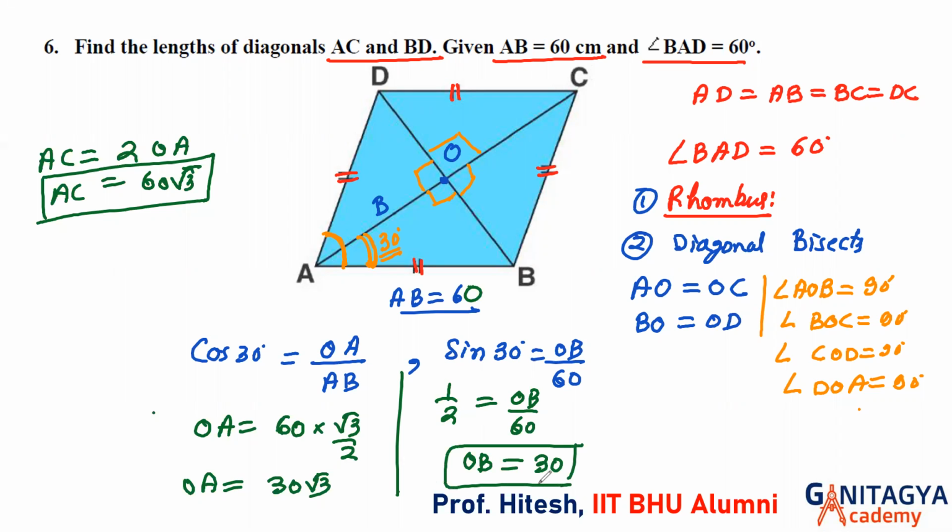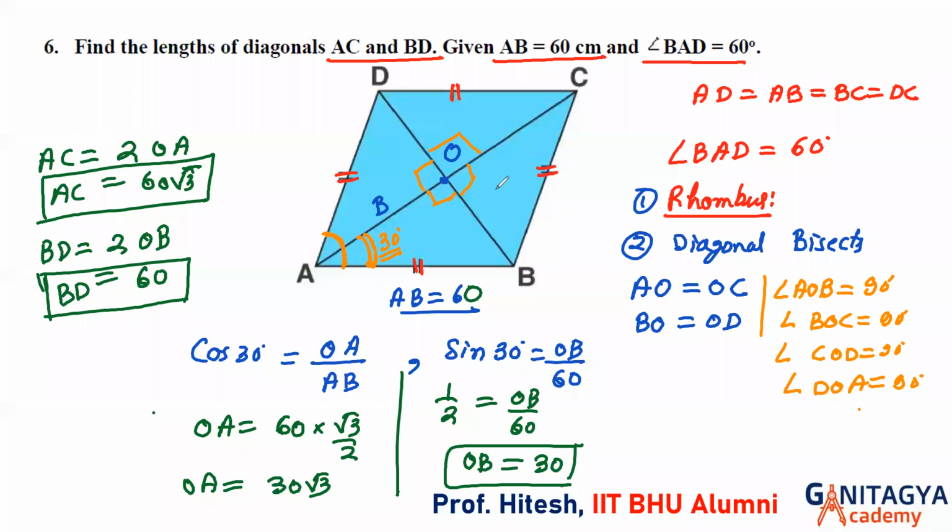Understood? Now sin 30, 1/2, is equal to OB upon 60, so OB is equal to 30. So if OB is 30, then BD equal to 2 into OB. So 2 into OB means again 60. That is BD. BD is 60. So both diagonals have come, right? So 60 root 3, how much is it? Let me know. 60 root 3, so 60 into 1.732. Tell me how much it will be.